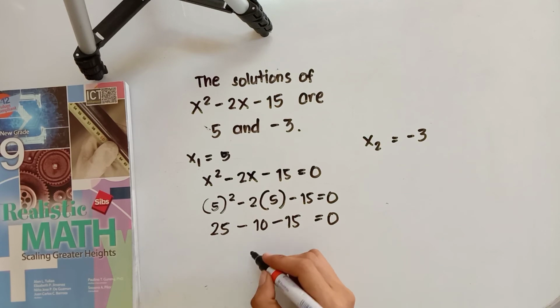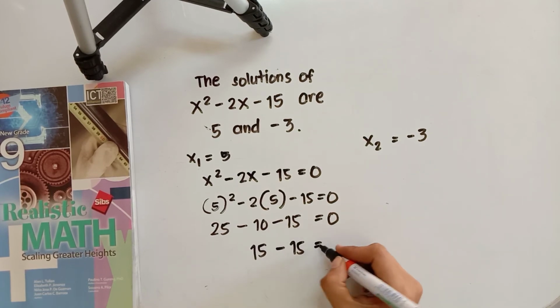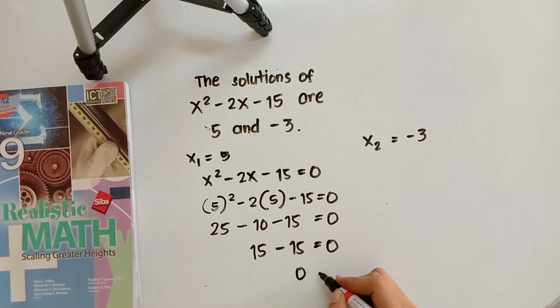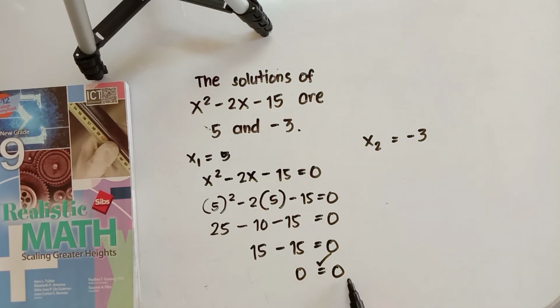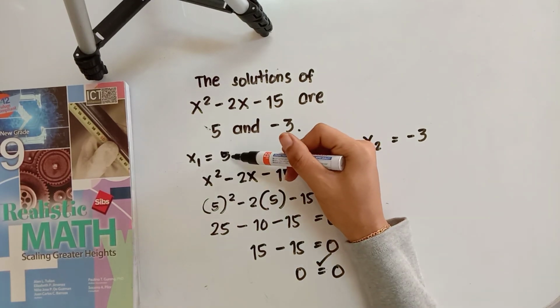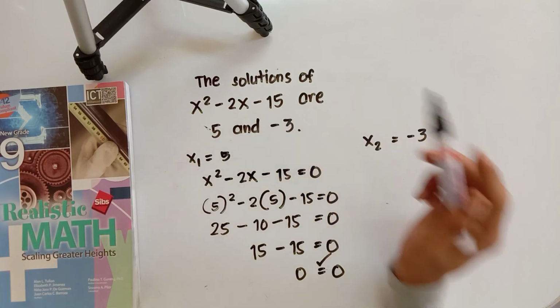25 minus 10 is 15. 15 minus 15 is equal to 0. So 0 is equal to 0. Therefore, since 0 is equal to 0, we can say positive 5 is really the solution of this equation.